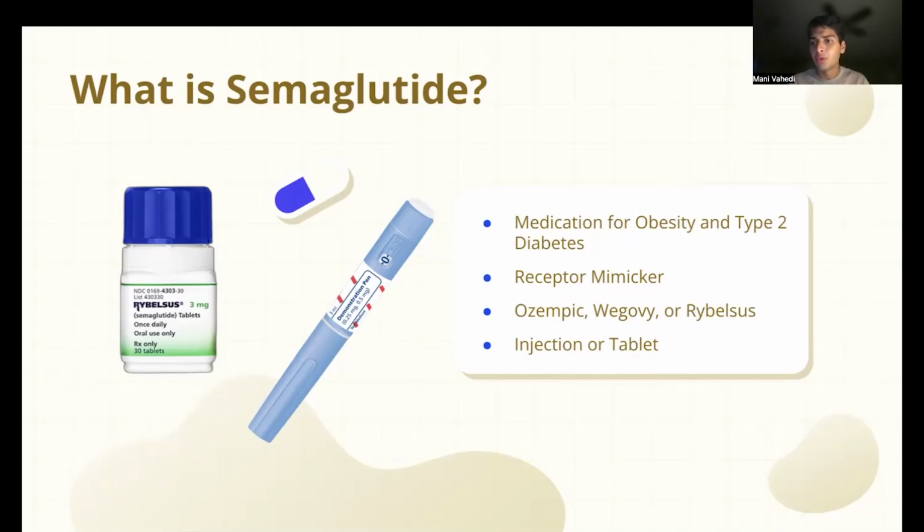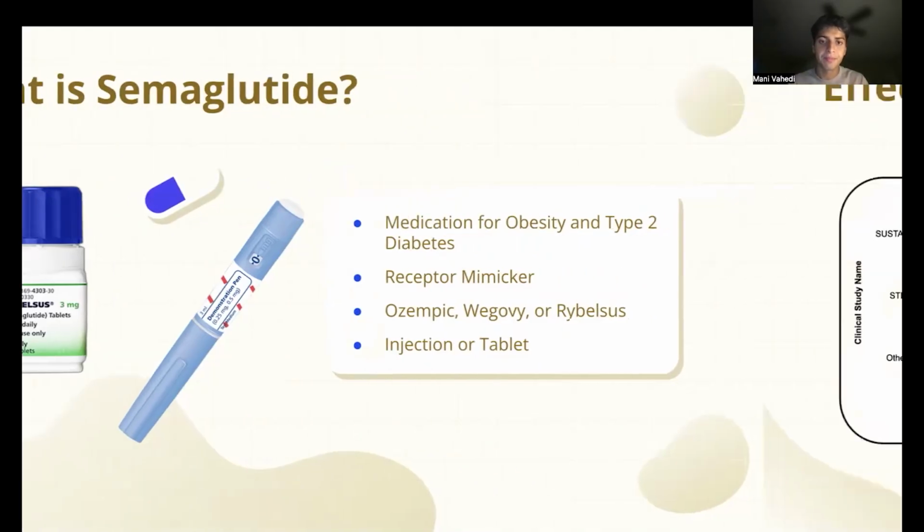And it's known under the common brand name of Ozempic, which many people probably know. You might have heard of it, but it's also known as Wegovy or Rybelsus. And it can be administered through two main ways. That's through injection, which is common for Ozempic and Wegovy, or tablet, which is more typical with Rybelsus.